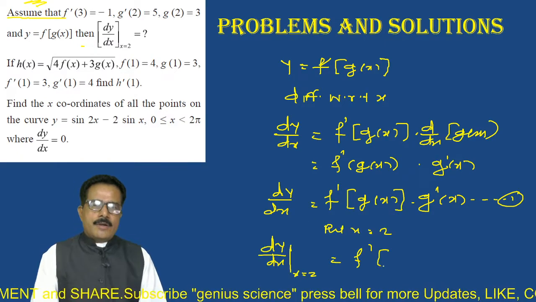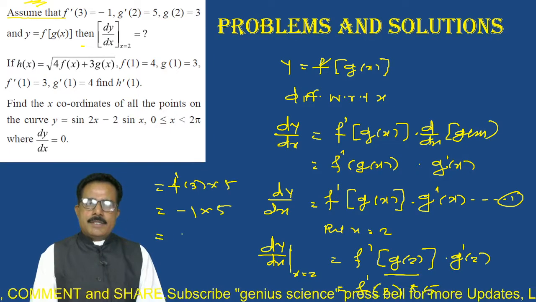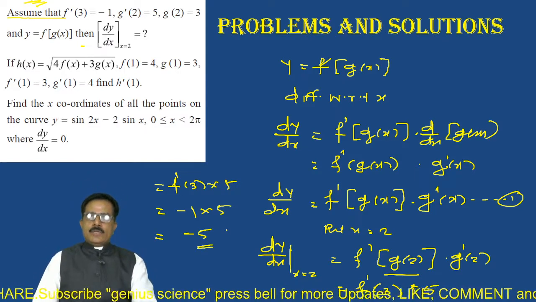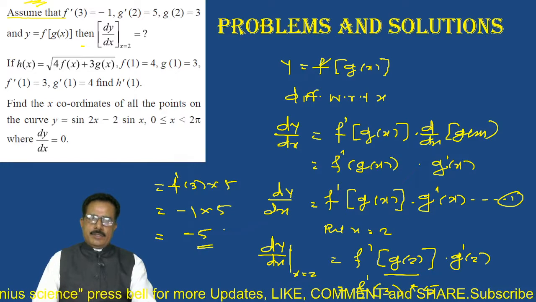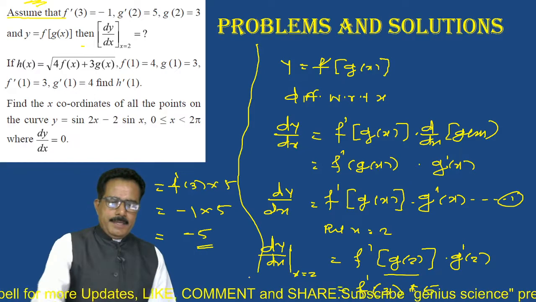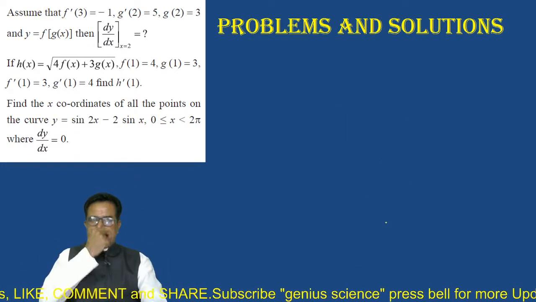Now our aim is to find the value, which equals minus 5. This is the slope of the tangent to the curve y equals f of g of x at x equals 3. These are the solutions. Now next we shall solve this second problem.